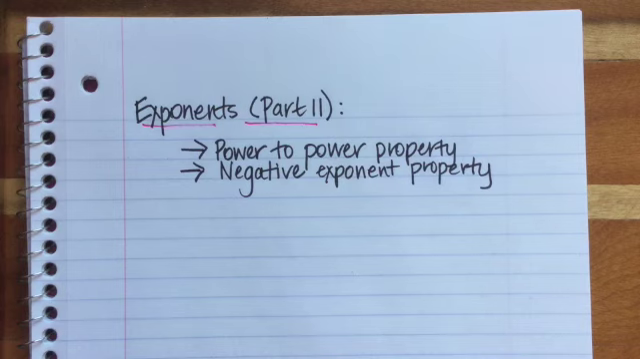The first one is called the power to the power property. I got the power. Sorry. And the next one is the negative exponent property.